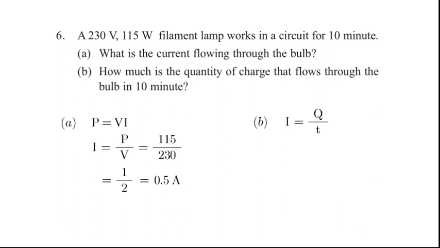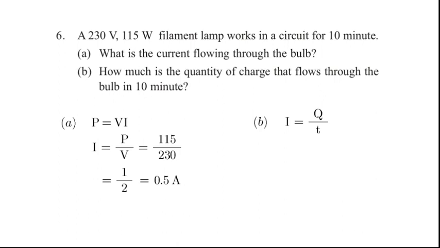And in B, how much is the quantity of charge that flows through the bulb in 10 minutes? Quantity of charge. We know the relation connecting time, quantity of charge, and current. Current I is equal to Q by T.